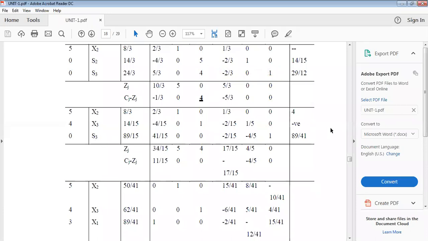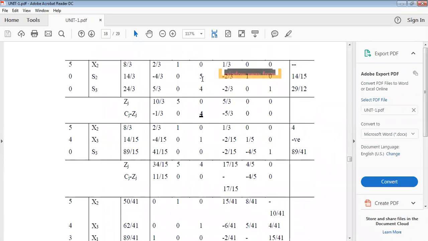Here, you got this as 5. Sorry, 5 by 5, it is 1. So you divide the entire row by 5. So 14 by 3 divided by 5 becomes 14 by 15. Minus 4 by 3 divided by 5 becomes minus 4 by 15. 0 by 5 is 0, and 5 by 5 is 1. And here, 2 by 3 divided by 5 becomes 2 by 15. 1 divided by 5 is automatically 1 by 5, and 0 is automatically 0.